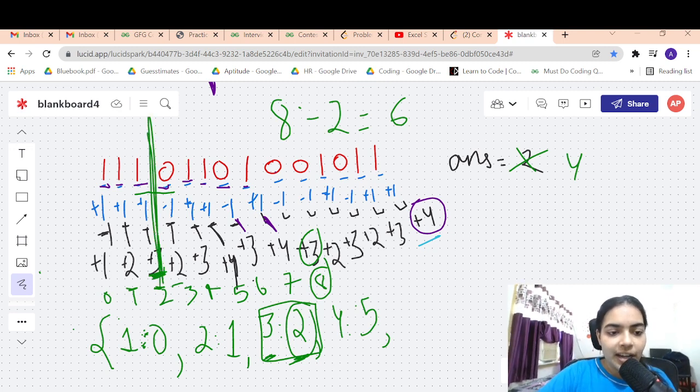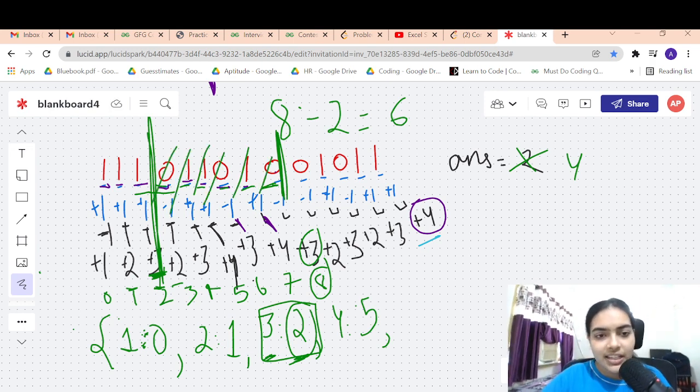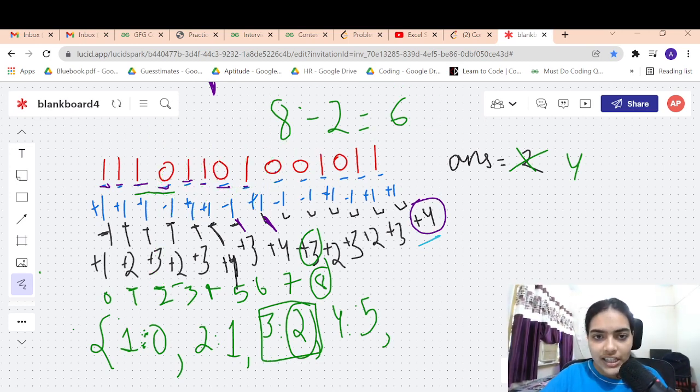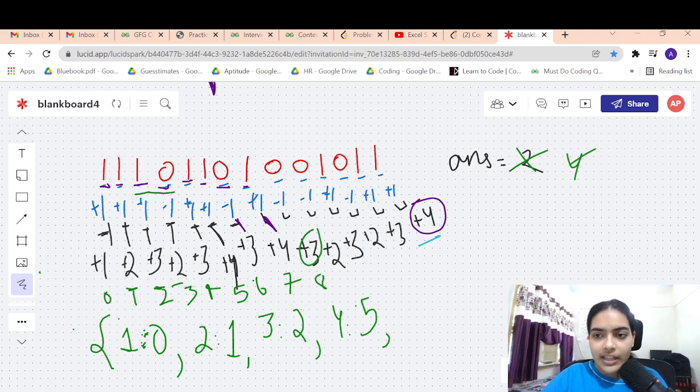And now at my current index which is 8th, right? 3, 4, 5, 6, 7, 8. Again I am seeing a plus 3. That means in between my zeros and ones are cancelling out with each other. I have a subarray of length 6, which is better than my current answer. So my current answer will become equal to 6. Okay. Now let me go forward.